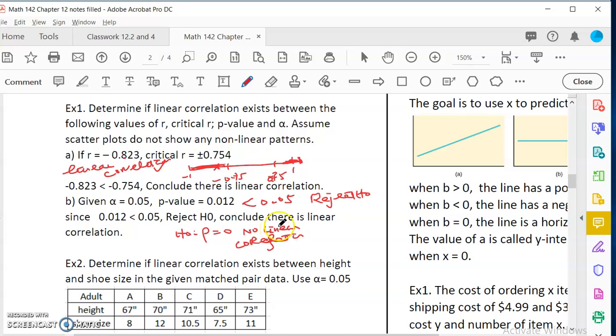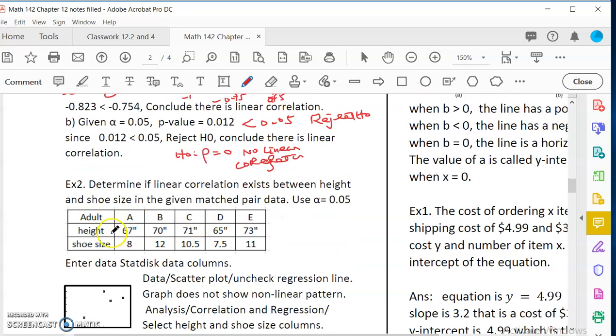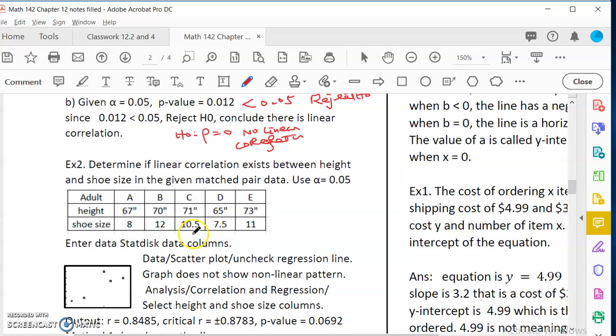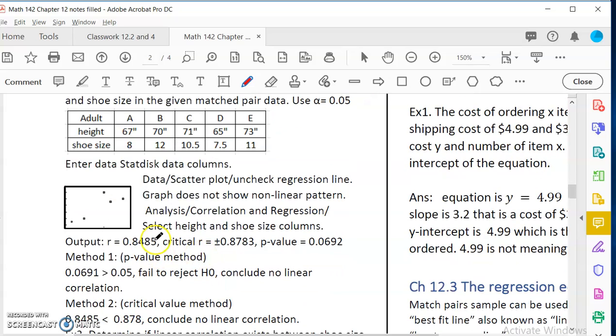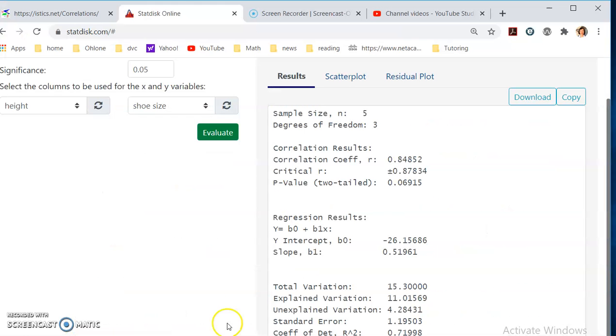Another example would be the adult heights and shoe size data. We already did that. r is 0.8485, critical is 0.878, p-value 0.06915. That's the height and shoe size.